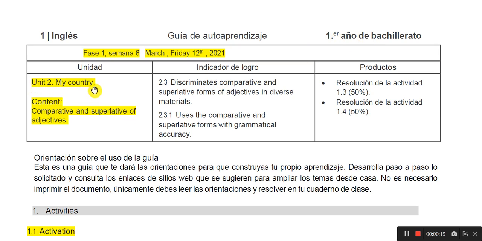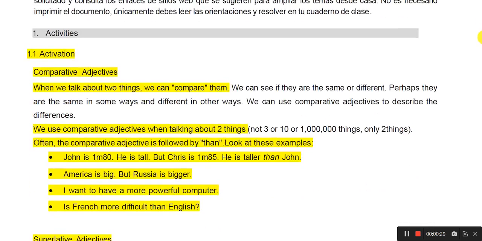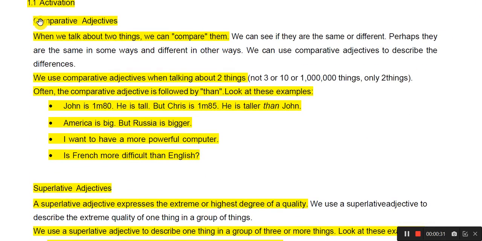The unit 2, my country, and the content, comparative and superlative of adjectives. Vamos a estar viendo entonces en este contenido la forma comparativa y superlativa de los adjetivos. Activation. Comparative adjectives. When we talk about two things, we can compare them. Remember, cuando hablamos de dos cosas, podemos compararlas.